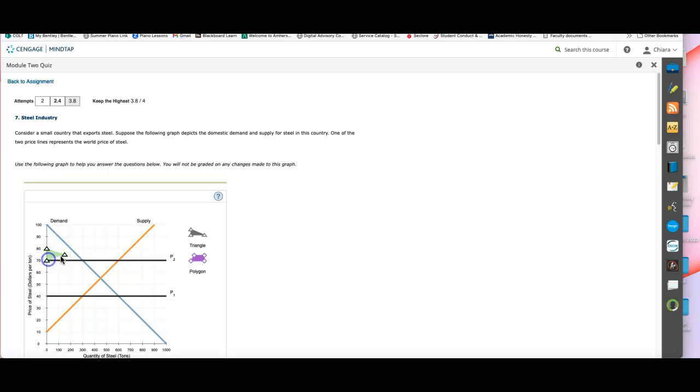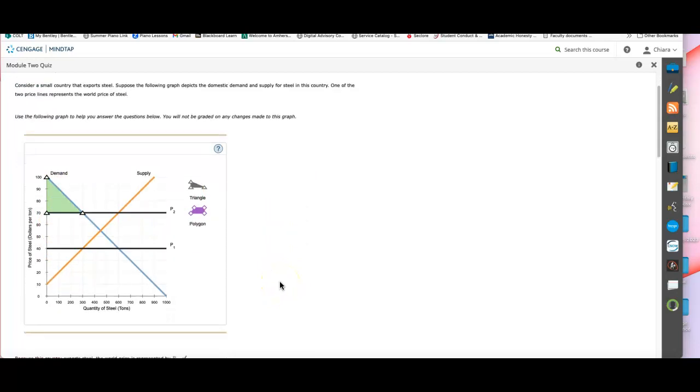So make a nice triangle for the consumer surplus. We know consumer surplus is the whole area that is above the price paid by the consumers but below the demand. Why is it a consumer surplus? Because this section of consumers were willing to pay more than $70 to obtain, but they're only paying $70 because that is the world price. So this is all consumer surplus.